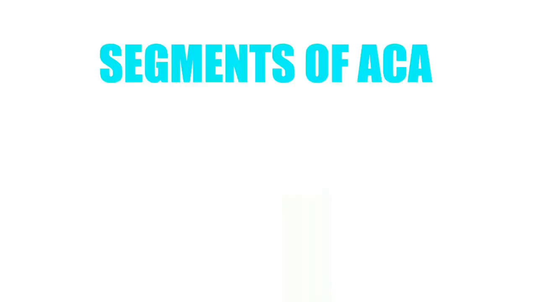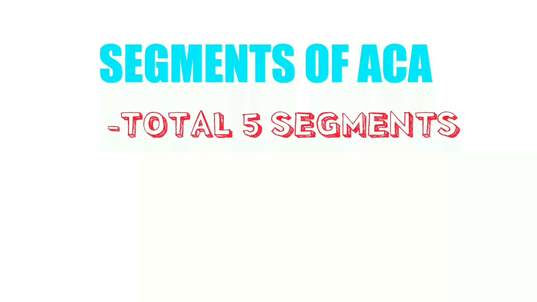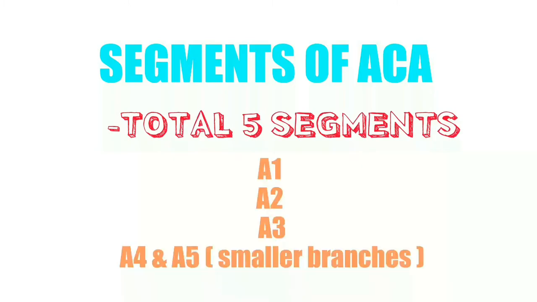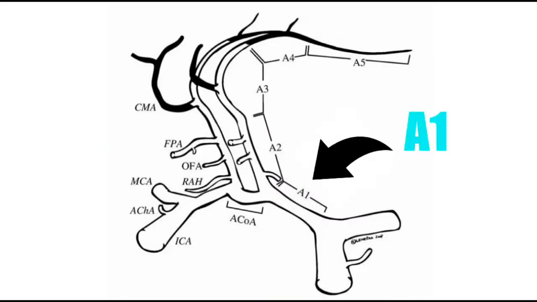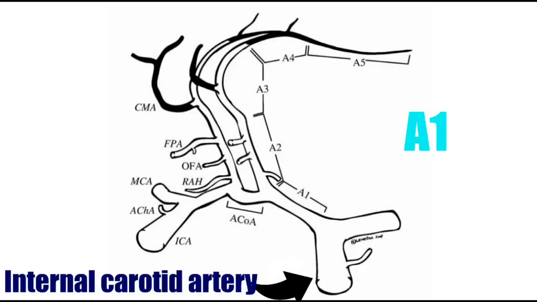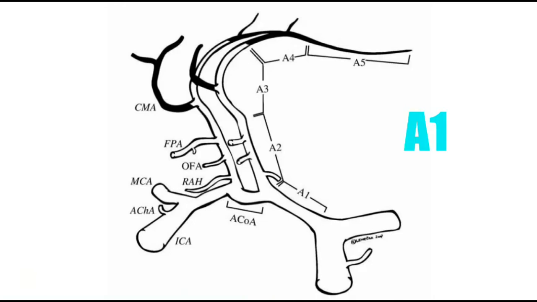Now we will talk about the segments of the anterior cerebral artery. The anterior cerebral artery has a total of 5 segments, A1 to A5. The A1 segment is the part of the anterior cerebral artery between the origin of the anterior cerebral artery from the internal carotid artery and the anterior communicating artery, which irrigates the caudate nucleus and the anterior limb of the internal capsule.